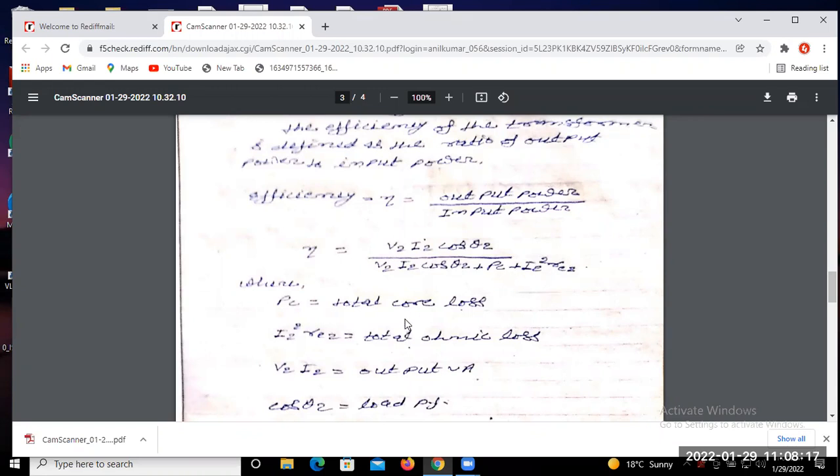Okay. So all parameters I just mentioned here: what is the P suffix C, I2 square R, and V2 I2 means output volt ampere, and cos theta 2 is your load power factor. Okay. So this is the efficiency of the transformer, represented in terms of output power, core loss and ohmic losses. Okay. Is it clear to all of you?